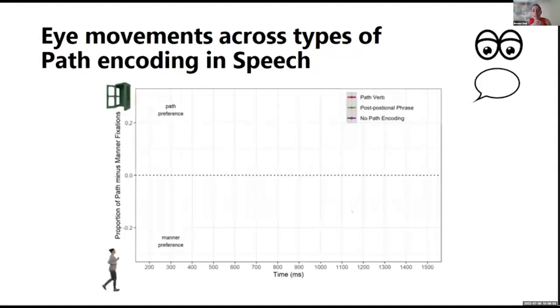Next, we looked at the eye gaze patterns, and here the dependent variable I'm going to show you is the proportion of path minus manner fixations. So basically, if you see fixations above this dotted line, it means that people have a preference to look at path over manner. And if you see fixations below this dotted line, it means that people have a preference for manner. And then the different colors of dots or lines are going to show different types of path encoding in speech. So red for path verbs, green for path outside of the verb in postpositional phrases, and then purple for no path encoding. So in these cases, these are the manner only descriptions.